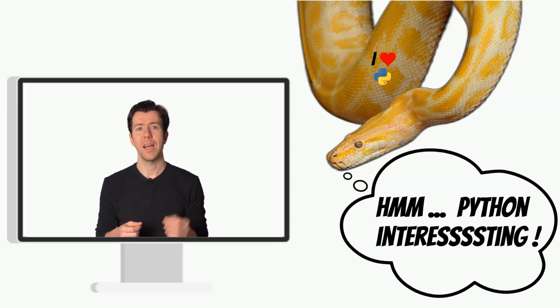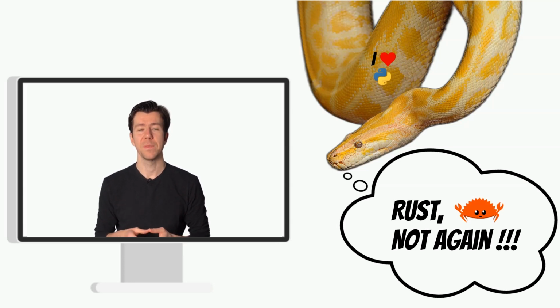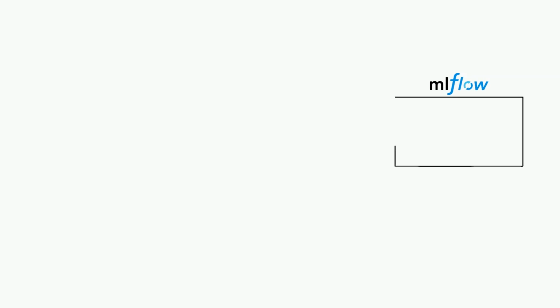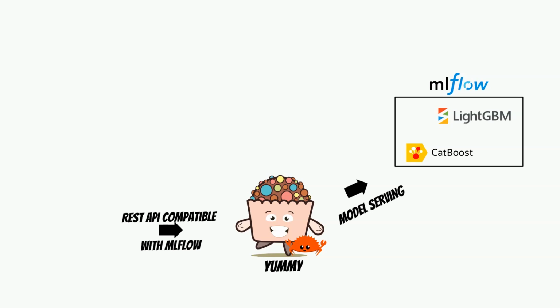To check how the Rust implementation will perform, I have implemented an ML model server which can read MLflow models and expose the same REST API. For test purposes, I have implemented integration with LightGBM and CatBoost model flavors.